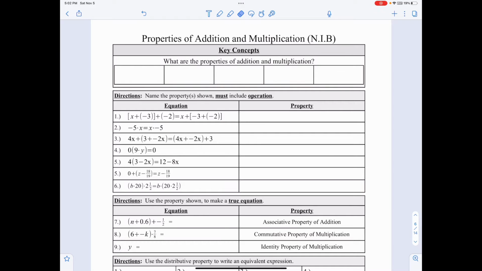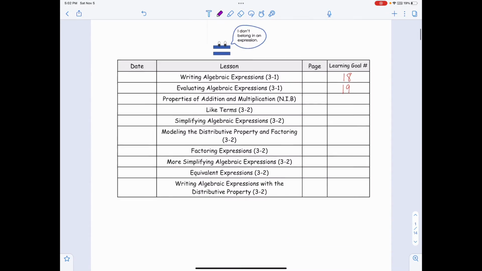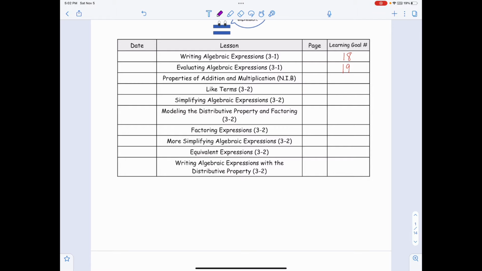All right, welcome to your next lesson in Unit 3 on expressions, which is properties of addition and multiplication. This is an NIB, which means not in your book. All right, let's scroll up to your table of contents. Go ahead and put your date, and for properties of addition and multiplication, we're on learning goal number 20.